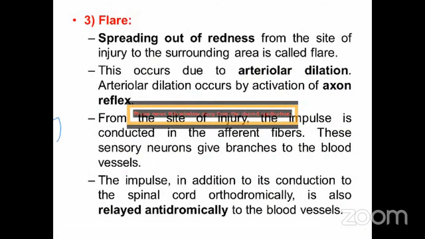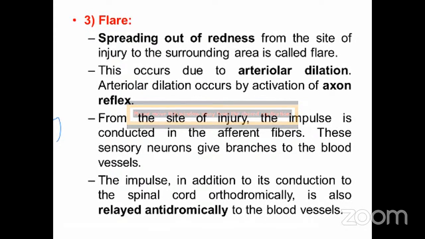Third one is the flare, spreading. It is a spreading of the redness from the site of the injury to the localized surrounding area. This spreading redness is called a flare. It is because of arteriolar dilatation. The cause of each is different.